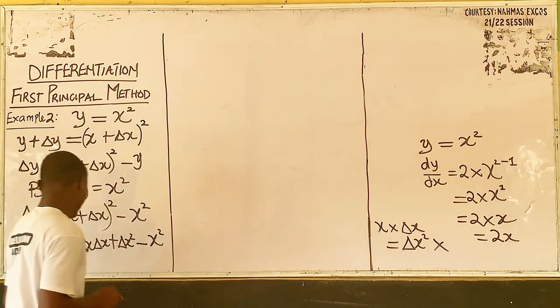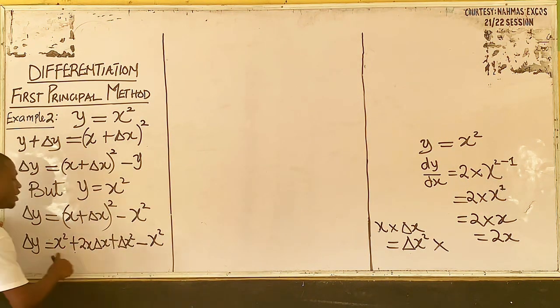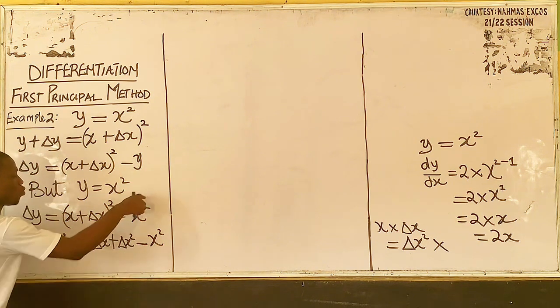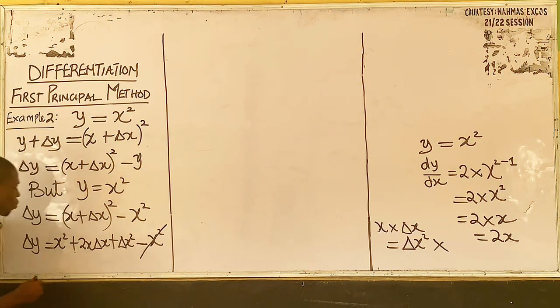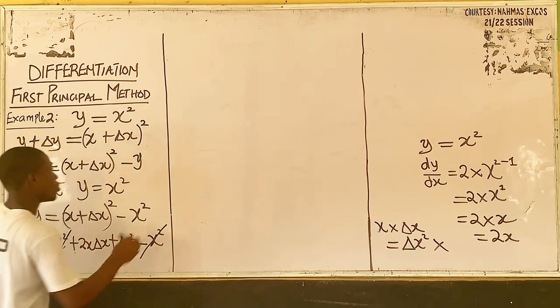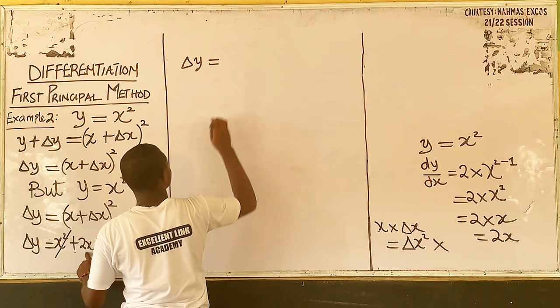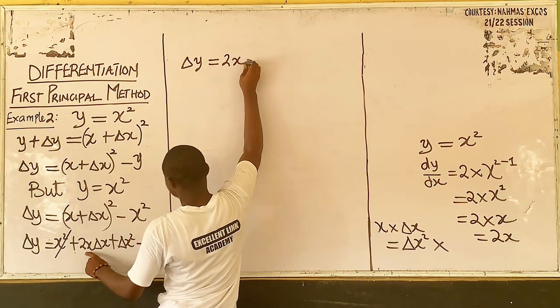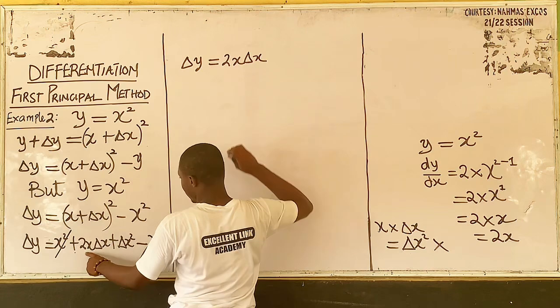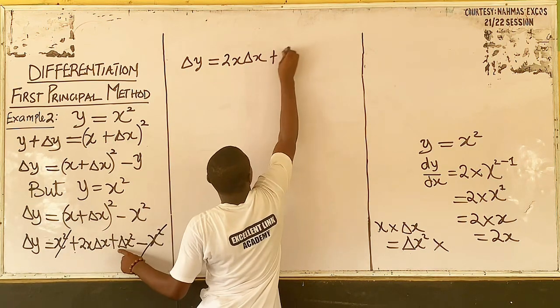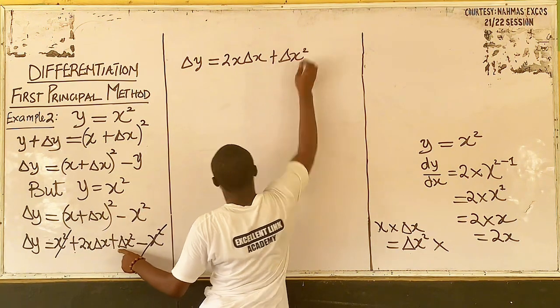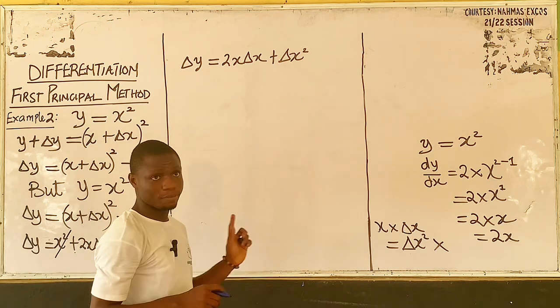Proceeding from here now, observe that after expanding this, I brought out minus x squared. This minus x squared will cancel out plus x squared. That's 0. So I should be having change in y equal to 2x change in x plus change in x squared as being the left value here.